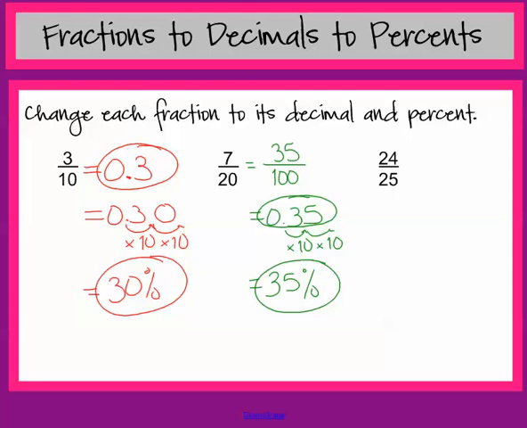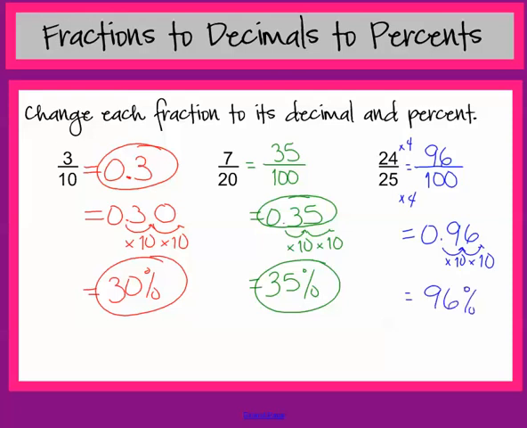Alright, the last one on this page is 24/25. I know that 25 is a factor of 100, so I'm going to multiply both of those by 4. And 24 times 4 gives me 96. Now when I say that fraction, 96 hundredths, I have the decimal already. 96 hundredths. To get to the percent, I'm going to multiply by 10 and by 10 again, because that's multiplying by 100. And that's going to give me 96%. So I have the decimal, I have the percent.